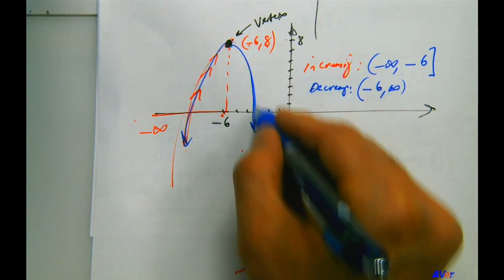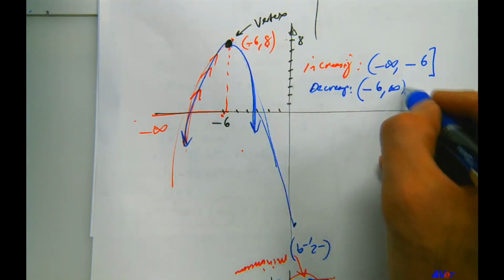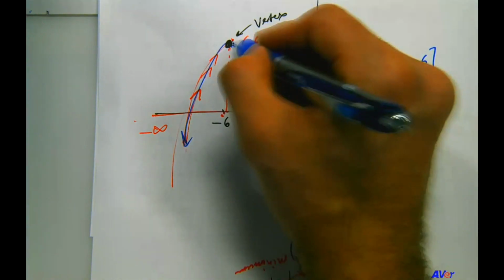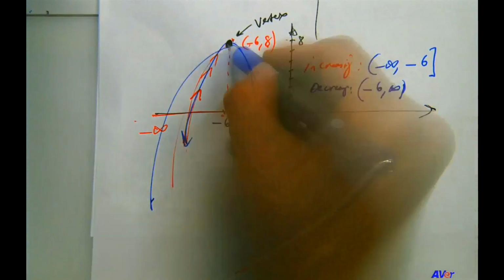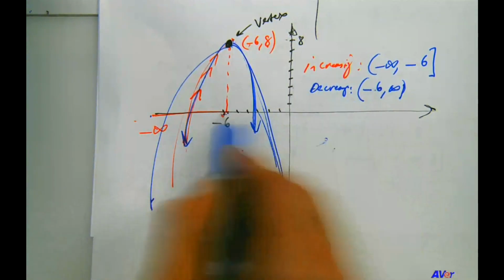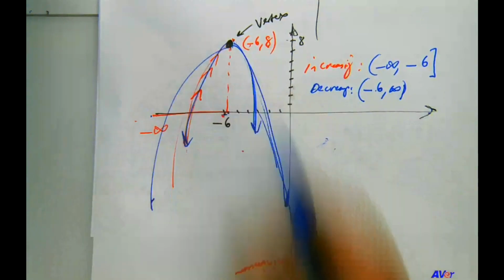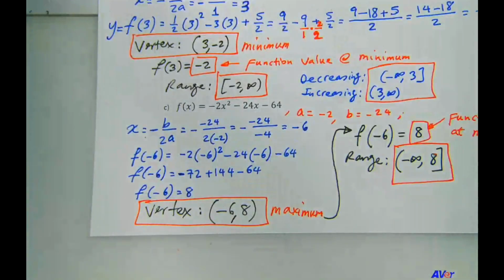All the way here, right? This line is going to continue towards positive infinity. It is decreasing from here like that, going like that. So increasing over this interval, negative infinity to negative 6, and then from negative 6 all the way to positive infinity, it's declining. Okay, so let's write that down on the paper.